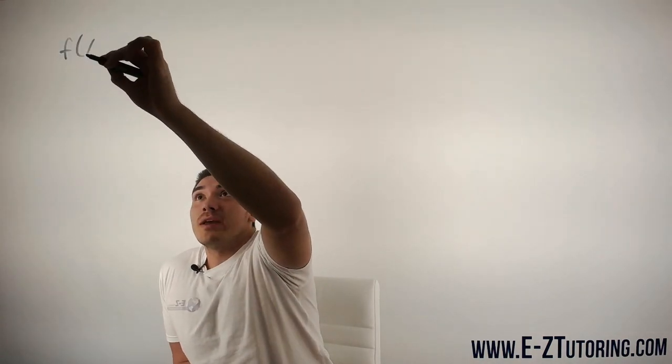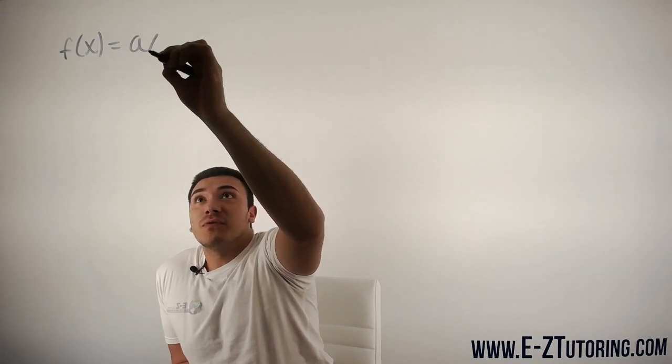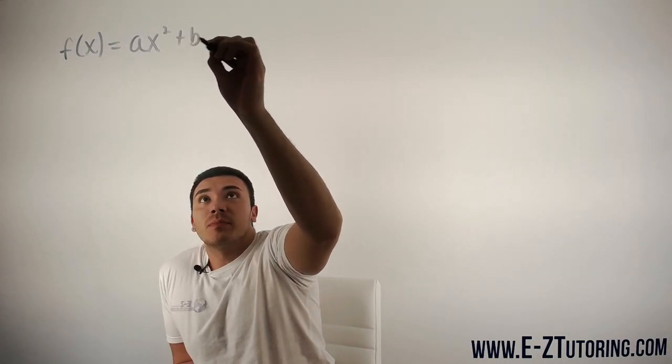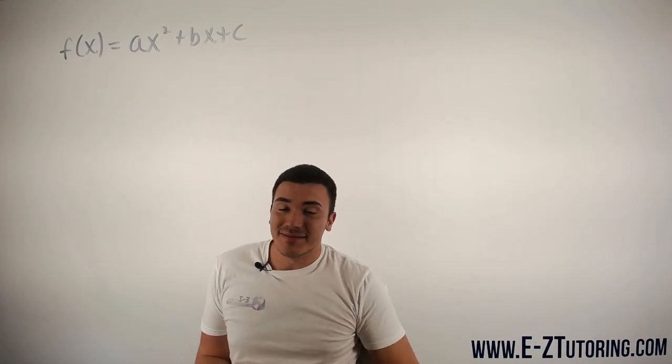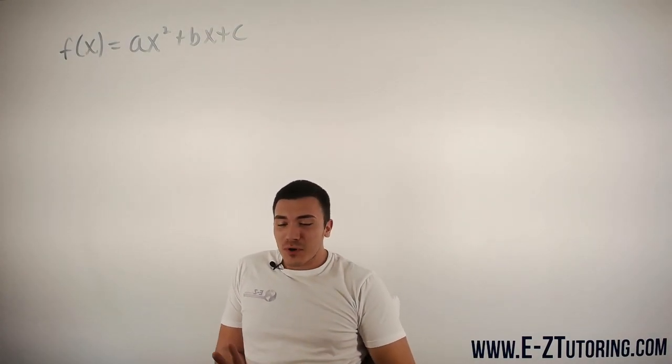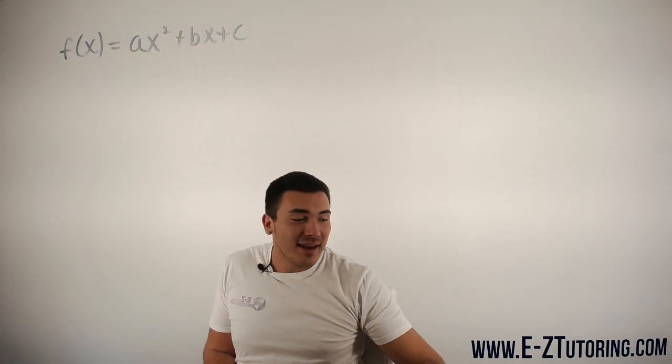Today we're going to cover how to solve quadratic equations by factoring. So every quadratic equation will be written in the standard form of ax squared plus bx plus c. Now this is important for a couple of reasons. I will get to that in a second.